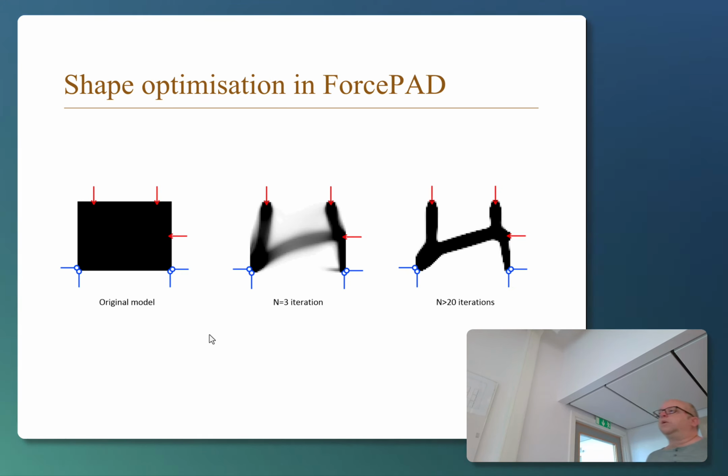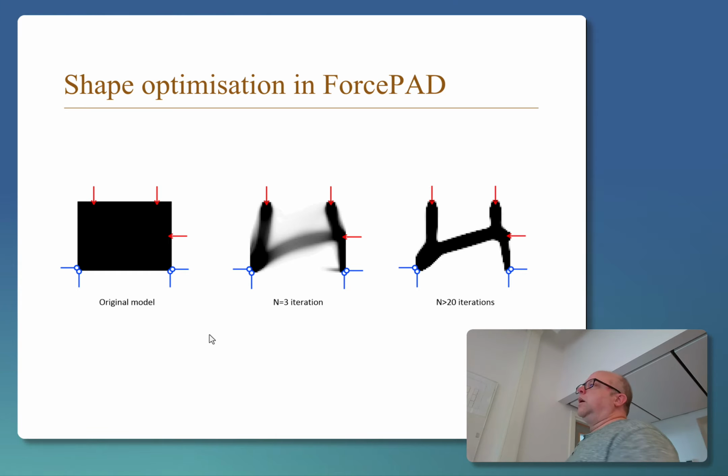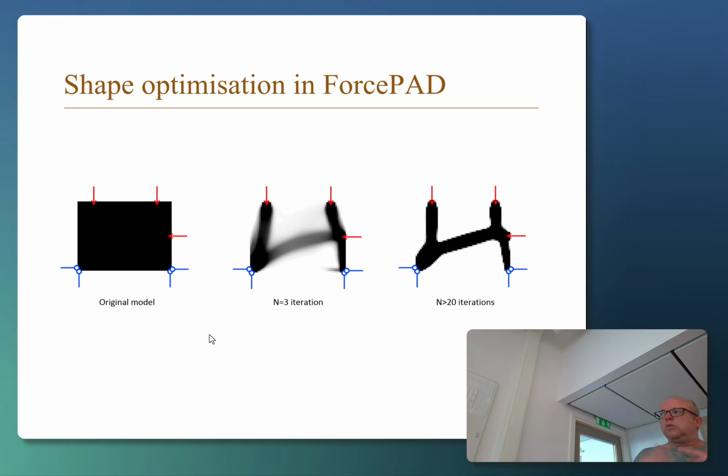Another thing that ForcePad can do is you can have a starting image, and then you can give it some criteria on how to optimize that load case, and it can remove material where it's not needed, and you can iterate over it, and you can go from a black block of stiffness to a structure.